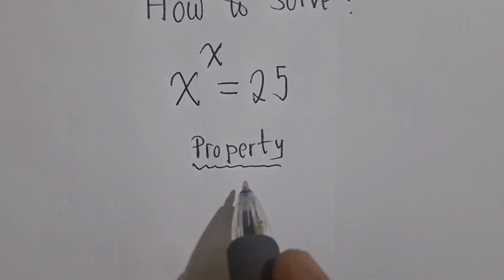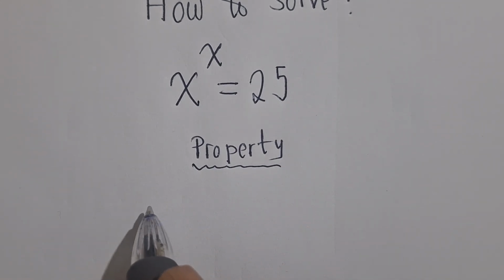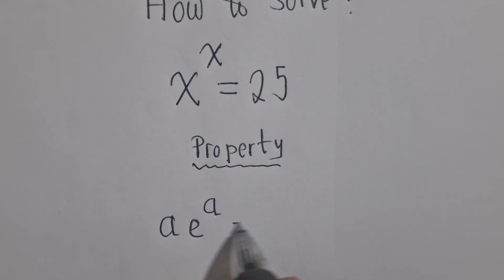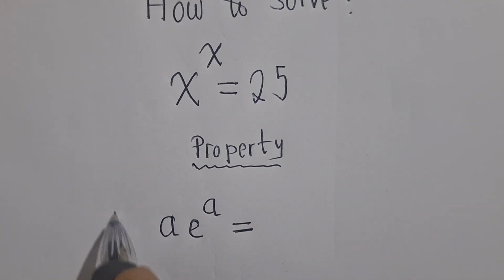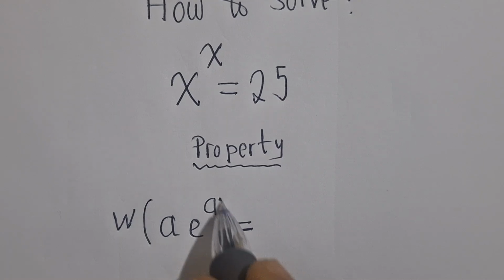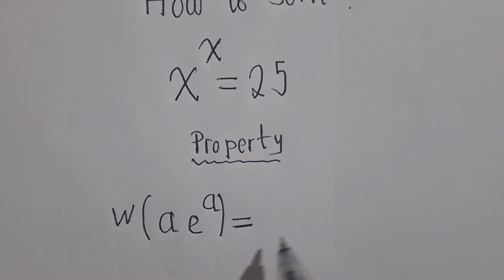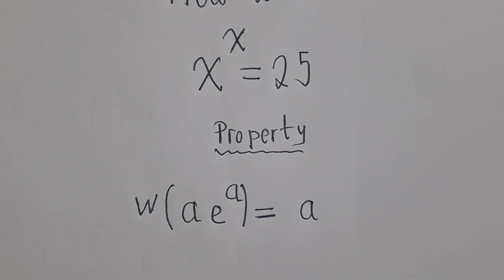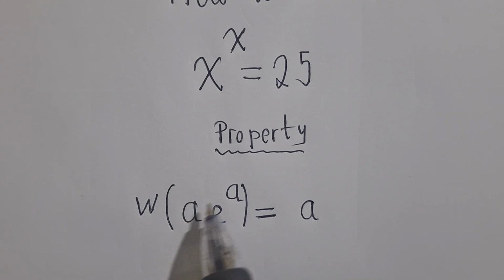What the property says is that when you've got a multiplied by e power a, is equal to, if you introduce a W here, I want you to see something. If you introduce a W here, this will just give you a. I guess you're following. So when you've got a multiplied by e power a and you introduce W, this will just give us the a, which is right here.